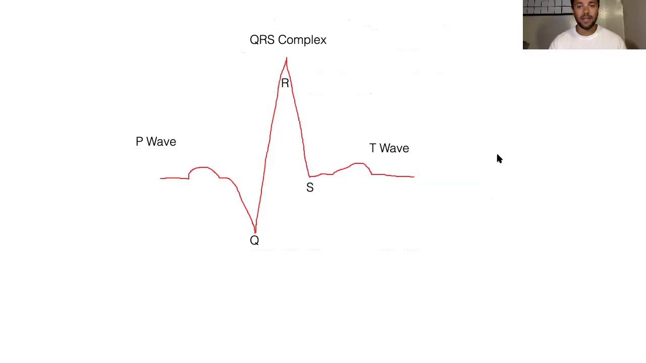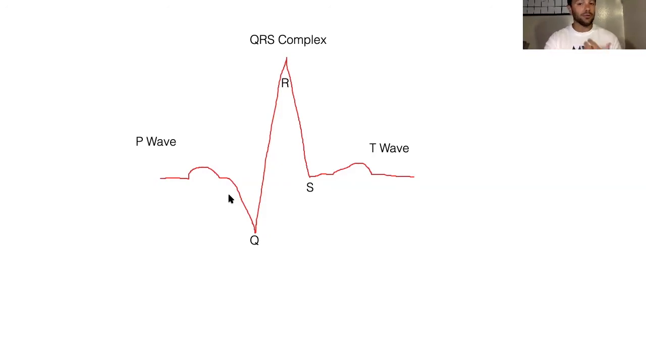So when we look at an EKG, right, we have a couple of different components to look at. We have a P wave, we have a QRS complex, and we have a T wave. The first part we're going to look at is the P wave. All right, so the P wave is going to be this first little hump that you see there on an EKG. What the P wave represents is atrial depolarization.